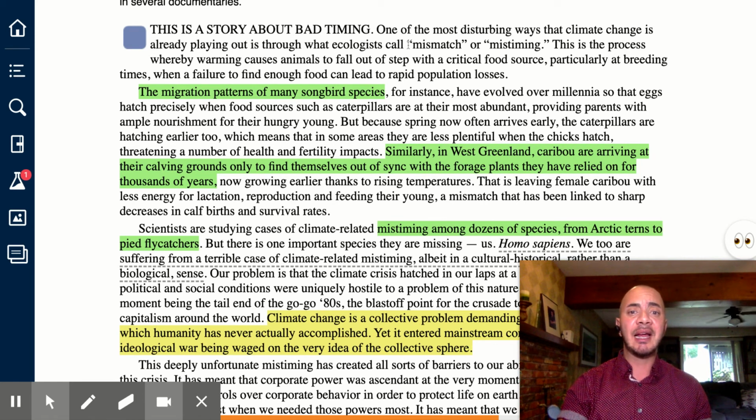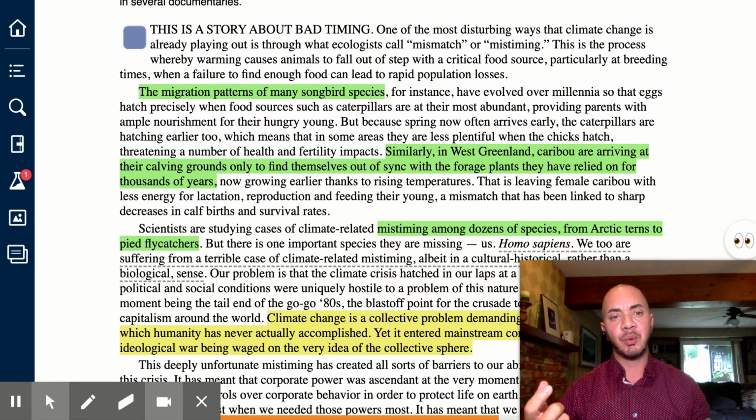The two words that we get in this opening paragraph are mismatch and mistiming. These two words are technical terms that are central to the meaning of the rest of the essay, and the sentence that follows is a definition. Mistiming or mismatch is the process by which animals fall out of step with critical food sources, and this is caused by warming, or by global warming. The next couple of paragraphs are going to give us several examples that will help the reader to better understand or illustrate this concept. What does it mean to fall out of step with a critical food source, and how is that related to global warming?